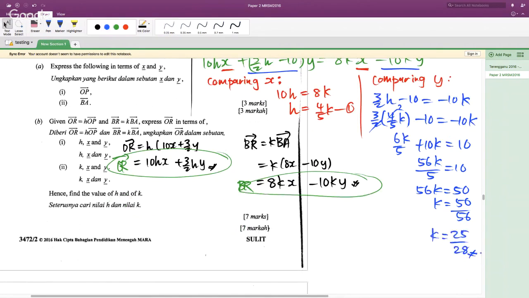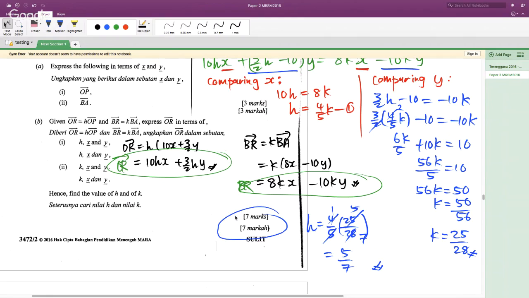Of course, I will check my final answer. I want to make sure it is correct. Yep, 25 over 28 is correct. Then I will substitute it back to find my h. H is 4 over 5 multiplied by 25 over 28. Then I simplify, I will get 5, simplify, I will get 7. So it's basically 5 over 7 for h. All right, this is how I got this 7 marks.